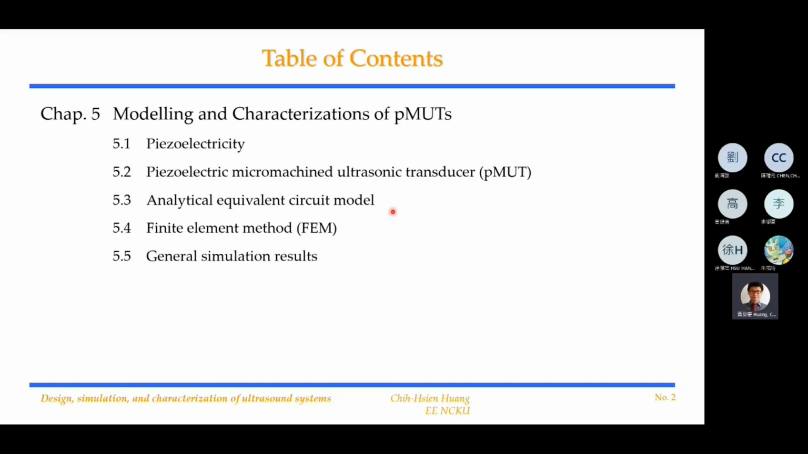And then we will compare the simulation results of the analytical model and the finite element method to see how they differ. Usually we can base on this to modify our analytical model, or we can also characterize our device and correct both the FEM and the circuit model together.